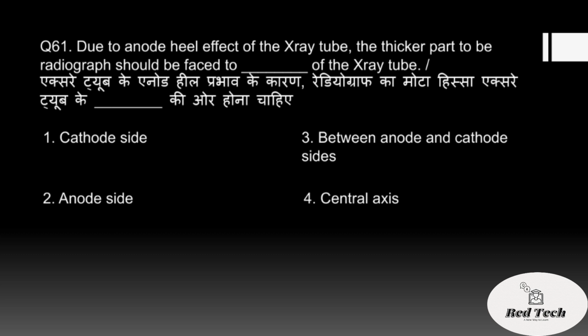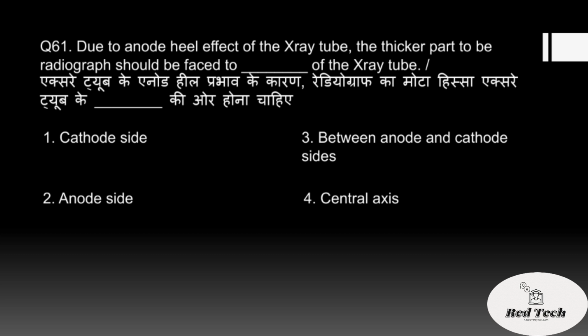Question number 61. Due to the anode heel effect of the X-ray tube, the thicker part to be radiographed should be faced to the what of the X-ray tube? So in the anode heel effect, you know that one part is thicker and one part is thinner. So we have to tell which part is thicker to the X-ray tube and which part is thinner. Options are: option 1 is cathode side, option 2 is anode side, option 3 is between anode and cathode sides, and option 4 is central axis.